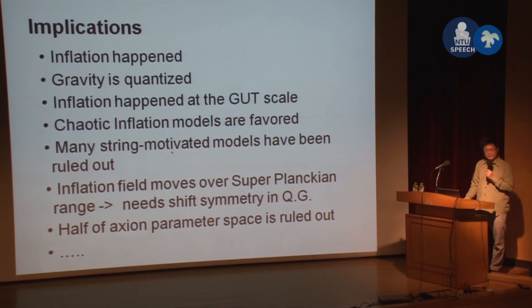So the string theorists are very excited about this. There are lots of other implications. For example, half of the axion dark matter parameter space is ruled out, and many more. Okay. From what I heard, it takes a few years to sort out the theoretical implications of this discovery.